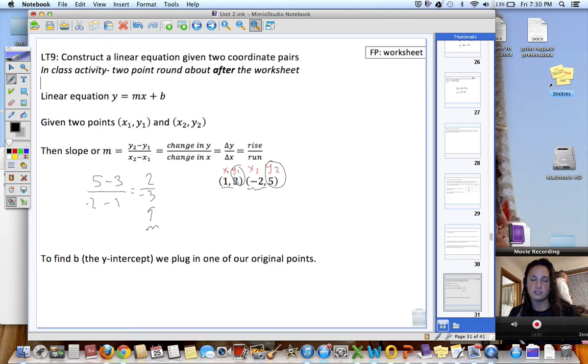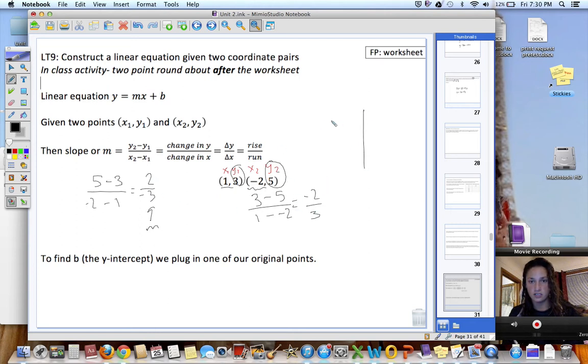Another thing that you can do, it doesn't really matter which one you call first, because this could have been the first one and then it would be switched. It doesn't really matter which one you put where as long as they're consistent. As long as it's the y's minus the x's, if I choose this y first, I have to choose this x first. So I could have also done 3 minus 5 all over 1 minus a negative 2. 3 minus 5 is a negative 2. 1 minus a negative 2 is a positive 3. I get the same thing. The negative just switches.